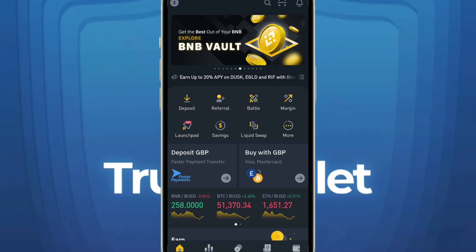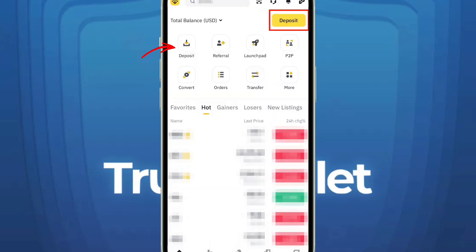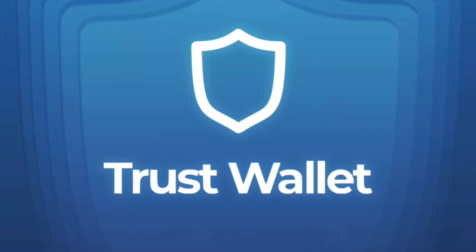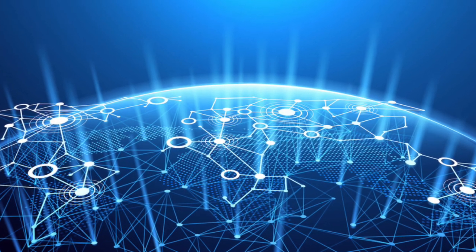Open your preferred centralized exchange like Binance or Coinbase and select Deposit to generate a unique entry address for the specific cryptocurrency you want to move. Match the network precisely, such as choosing BEP20 for BNB or TRC20 for USDT, because sending funds on the wrong blockchain will result in permanent loss.